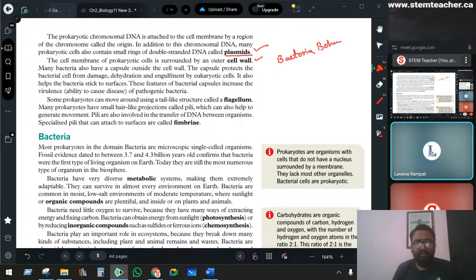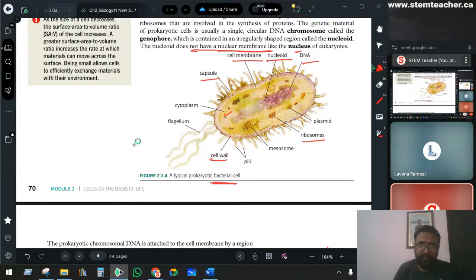See, the cell membrane of prokaryotic cells is surrounded by a cell wall. If there is no cell wall, it will dry up. In the previous diagram, this is a bacteria cell. There is no strong cell membrane, but the cell wall protects. It is not strong, it is a very light protector, and it protects the bacteria cell from dehydration. Otherwise, it will dry up and nothing will be formed.